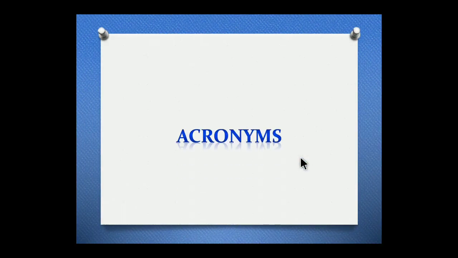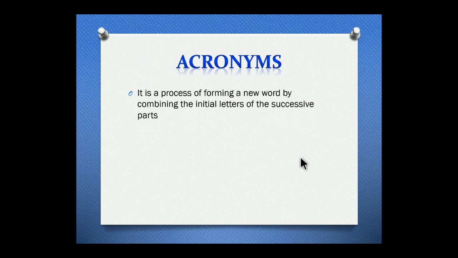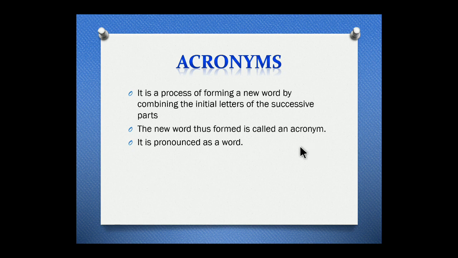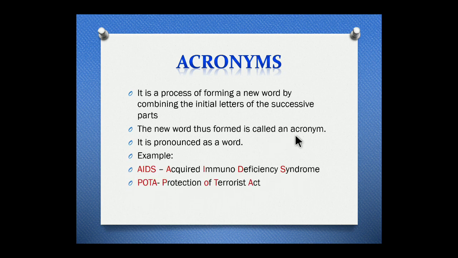Next, third process, is acronyms. Now acronyms, okay, it is a process of forming a new word by combining the initial letters of the successive parts. The new word thus formed is called an acronym. It is pronounced as a word. For example, now at times you might get to see in some of your science textbooks words like AIDS or POTA. Okay, now AIDS is an acronym for acquired immunodeficiency syndrome, okay, and POTA is an acronym for Protection of Terrorist Act.